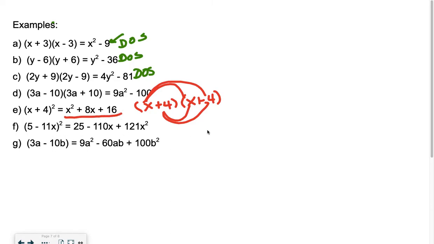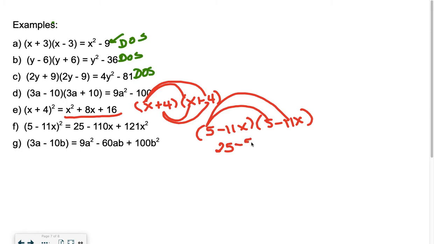Here, same deal, so I'm just going to work out F on the side. 5 minus 11x times 5 minus 11x. 5 times 5 would be 25, minus 55x, minus another 55x. So now the middle terms don't cancel, plus 121x squared, which is where the negative 110 came in the middle. And the last one, there should have been a squared here, so I apologize.